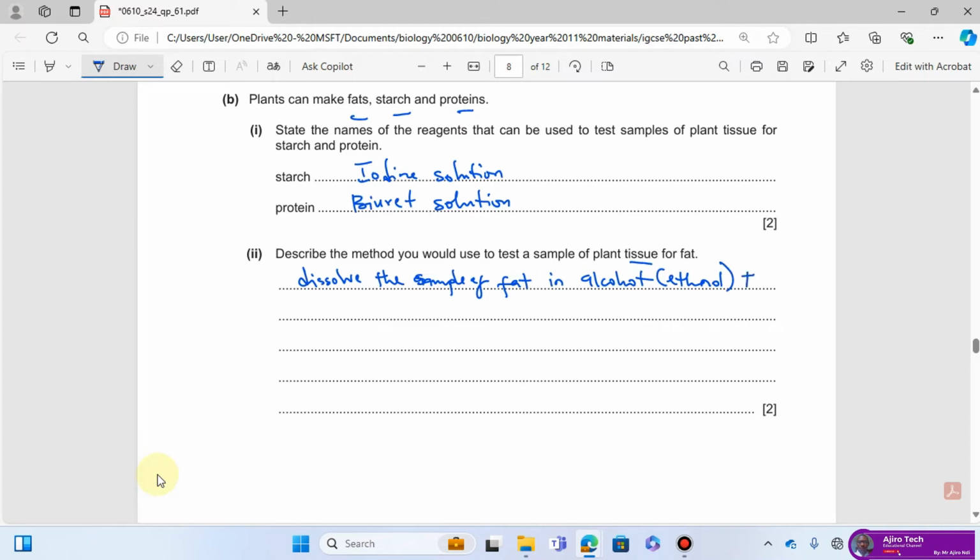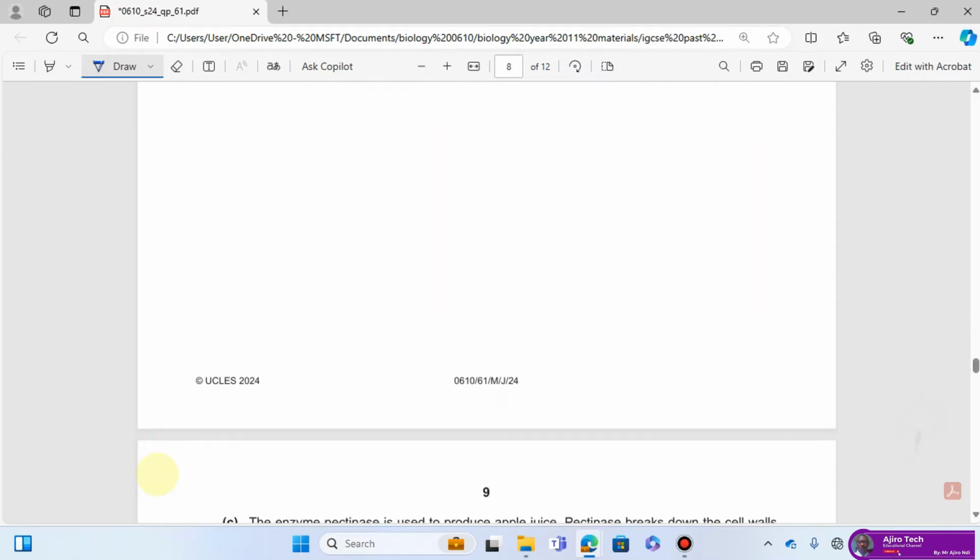All right, then add water and shake. When you add water and shake, a cloudy suspension is seen. That tells us one thing: you dissolve, because fat is soluble in ethanol but insoluble in water. That's how to test for fat.